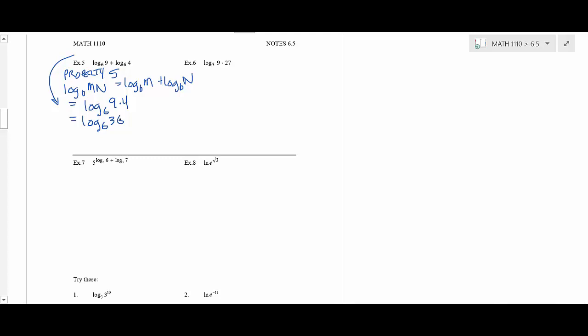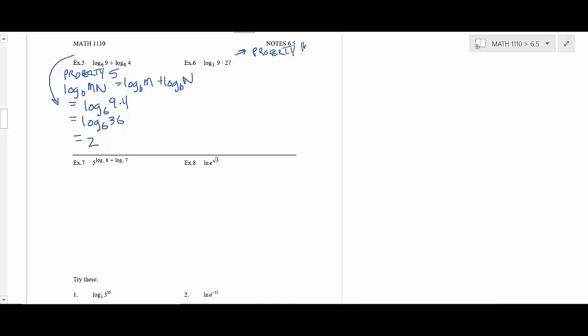Now for next week's exam, I definitely want you to know how to do that in your head. What's the answer to this log? 2. Why? Because 6 to the second is equal to 36. The answer to a log is an exponent. 6 to the second is equal to 36. Therefore, that's equal to 2. Okay? Now the next problem is the same property. This one is still property 5.